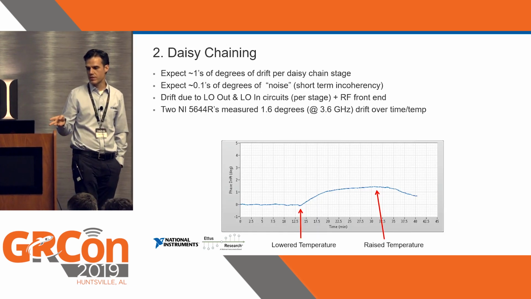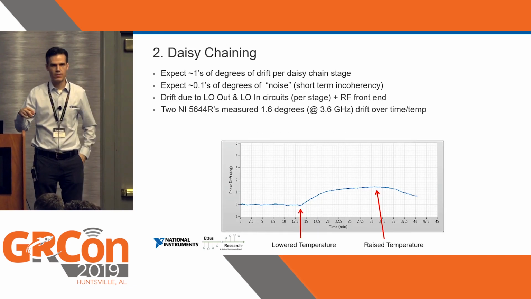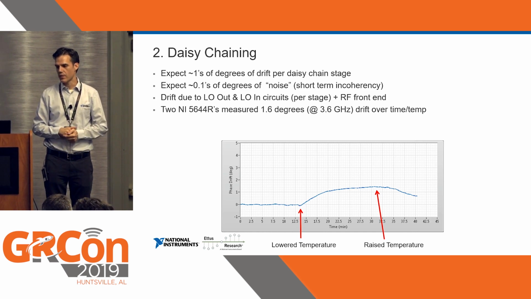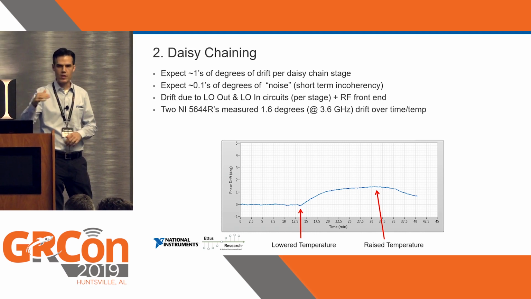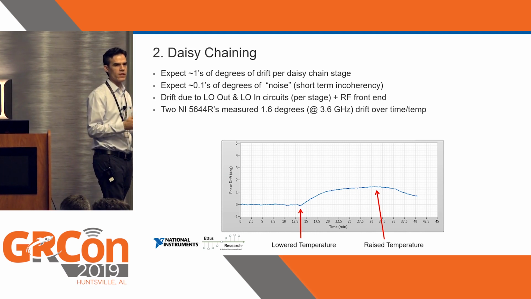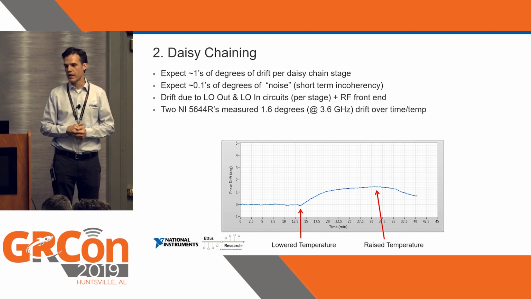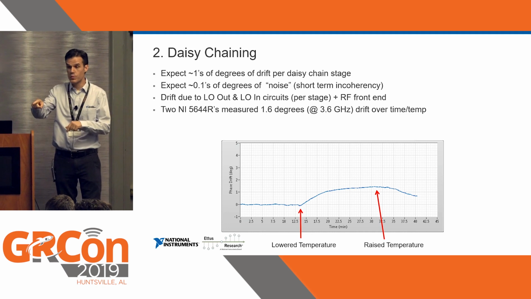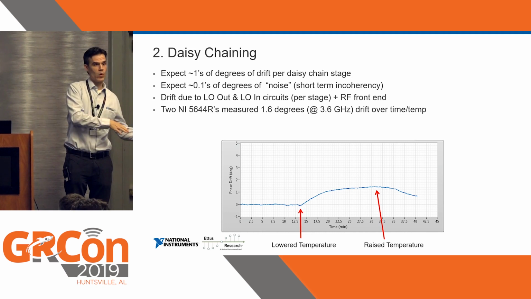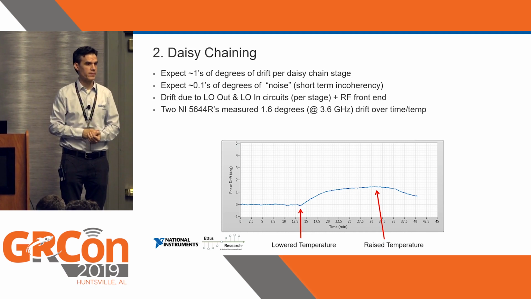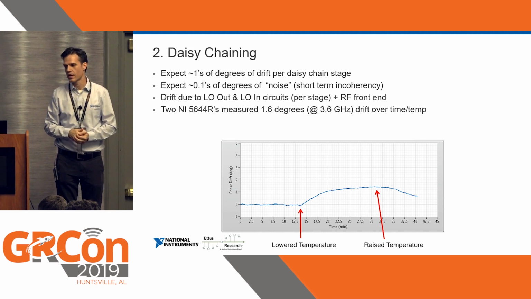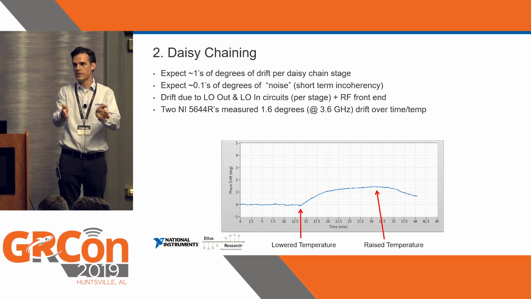So I took some measurements. This is just for 2 devices that were daisy chained together. And this is at the same 3.6 gigahertz, same axes. So now you're getting about 1.5 degrees of drift over, again, a 10 to 20 degrees Celsius change, and 0.1s of degrees of noise of short-term incoherency. So you see this picture is way more precise than the previous one I showed, right? It's significantly better. But this is just for one stage in the daisy chain.